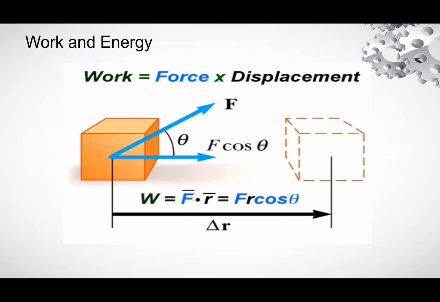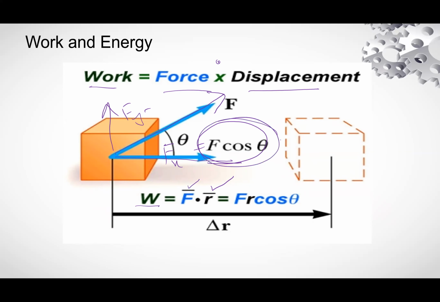Now, work is the dot product of force and displacement. If force is acting in this direction, it has two components: the vertical component, which is Fy, and the horizontal component, which is Fx, equal to F cos theta. So if distance is represented by R and force by F, then work done is only due to the F cos theta component.